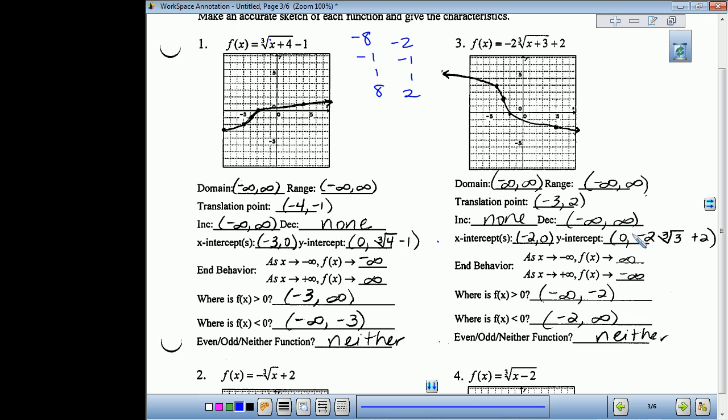Number 1 is going up as we move from left to right, but number 3 is going down. Any questions on 1 or 3? Cool. Let's check out the other 2.